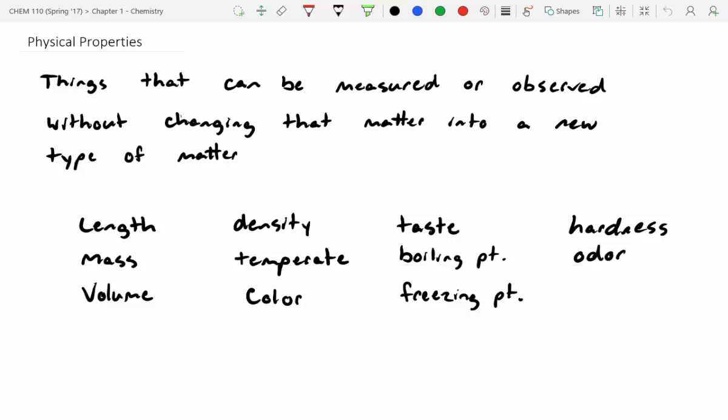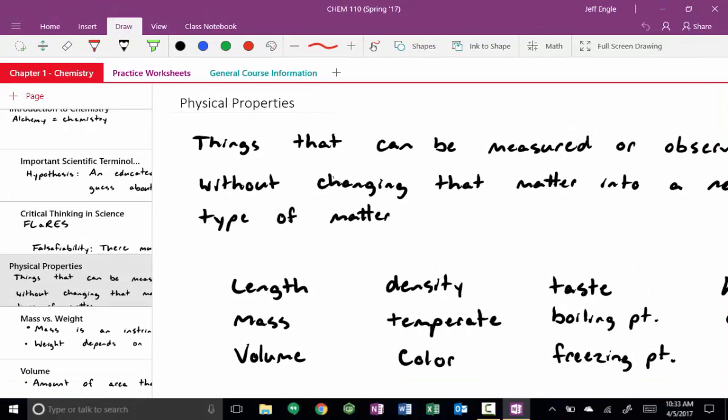So yesterday we talked all about physical properties. We said physical properties are things that can be measured or observed without changing matter, where chemical properties really describe the making or breaking of bonds or the interaction of matter. So what we're going to do today is talk a lot about measurement. And we talked about it a little bit yesterday, but we're going to talk about it in a lot more detail.